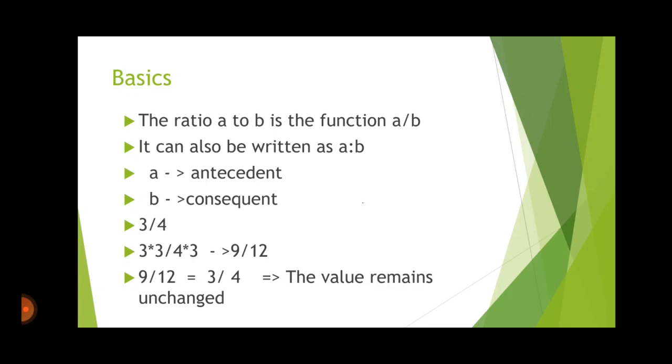Then, by multiplying the value 3 in numerator and denominator, we get another value which is equivalent to the basic ratio. That is, when multiplying 3/4's numerator by 3 and denominator by 3, we get 9/12. We can represent this ratio, 9/12, as 3/4. The value remains unchanged.